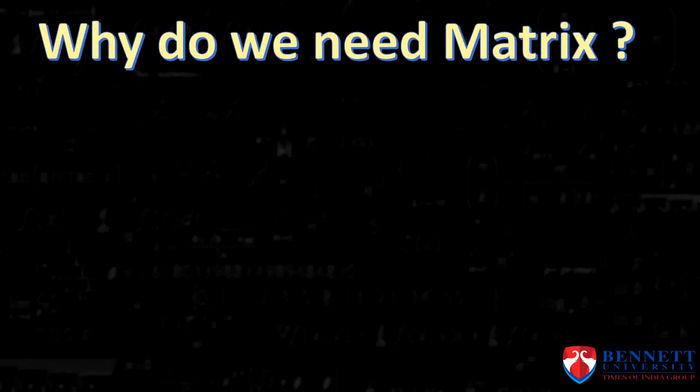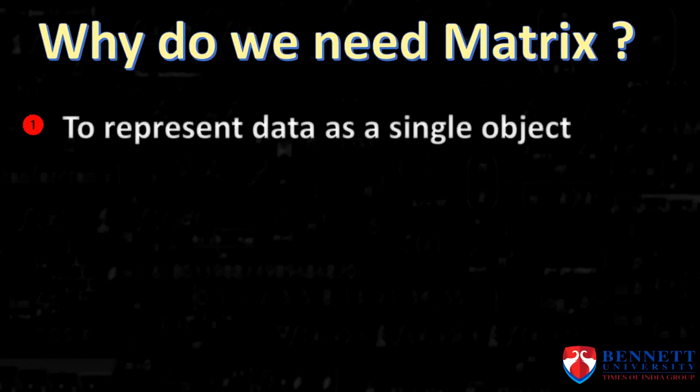Now, what is the need of matrix? Why do we need matrix? So, first point is to represent data as a single object. To explain this, suppose we have a large number of operations to do on lots of different data points, but they all are the same operations. Then a matrix can be used to represent that data as a single object, and matrix multiplication can be used to do the operations.